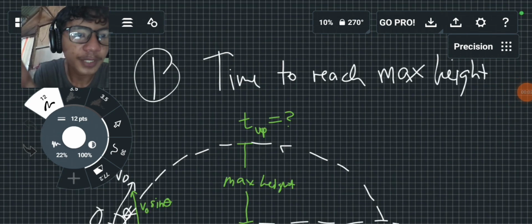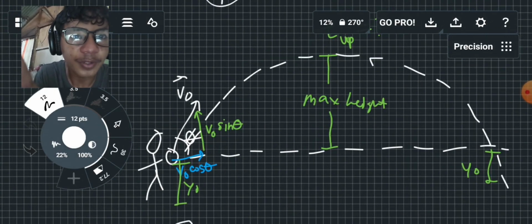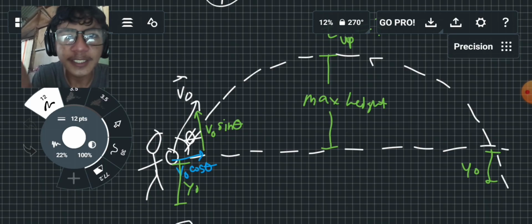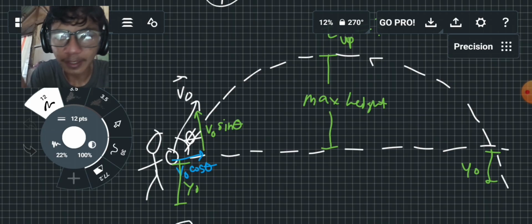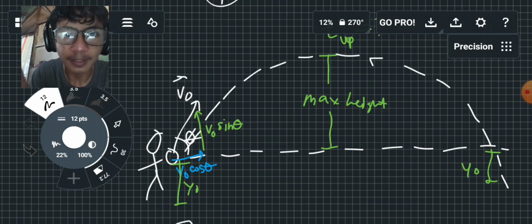So first up will be the time to reach the maximum height. Whenever we throw an object into the air, it seems like it can just go up forever, right? But the thing is, gravity exists, and there will be a time where the object reaches its maximum height and then it falls off. That is due to the direction of gravity, which is downward. It's opposite the way up.